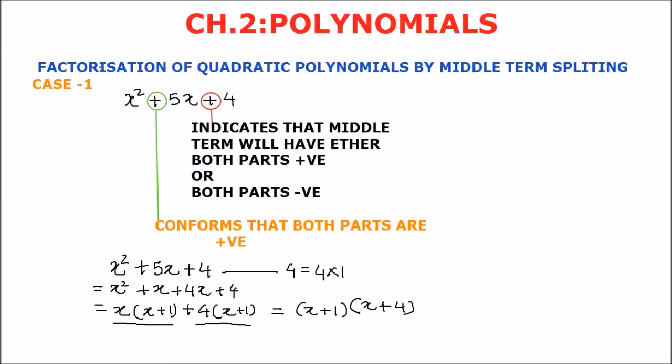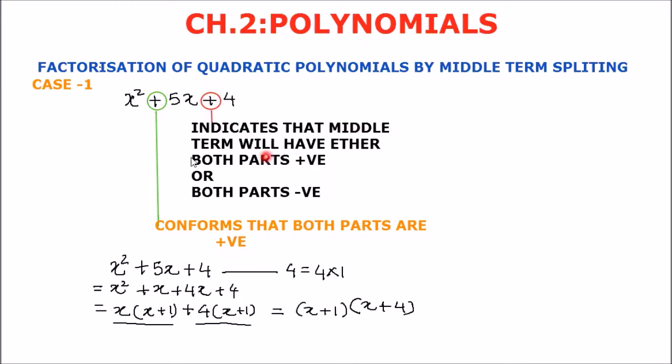Children, whenever a polynomial is given to you, you will first of all notice the sign at this place with the constant term. If this is positive, this sign indicates that the middle term will have two factors, either both will have positive sign or both will have negative sign.